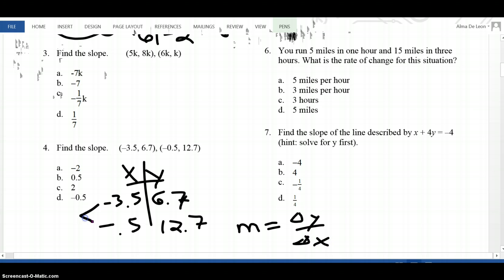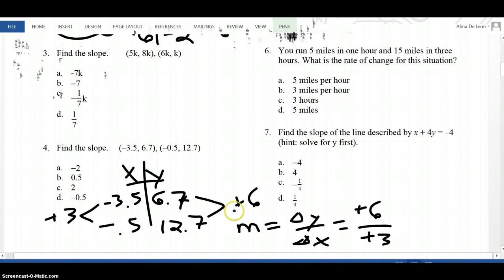To go from -3.5 to -0.5, I have to add 3. To go from 6.7 to 12.7, I have to add 6. So the change in the y is +6, and the change in the x is +3.